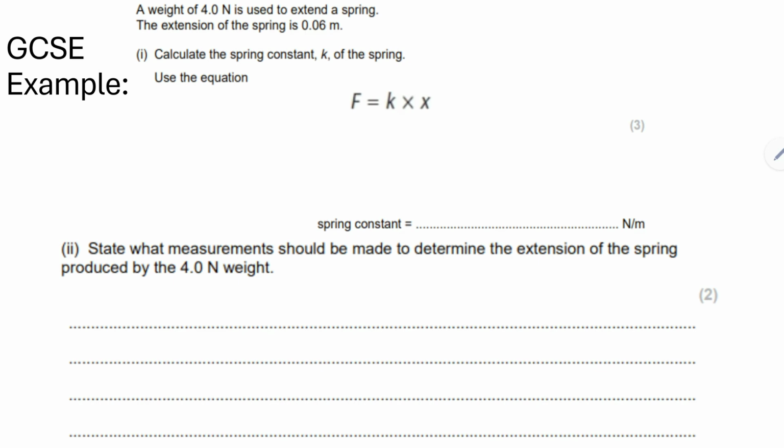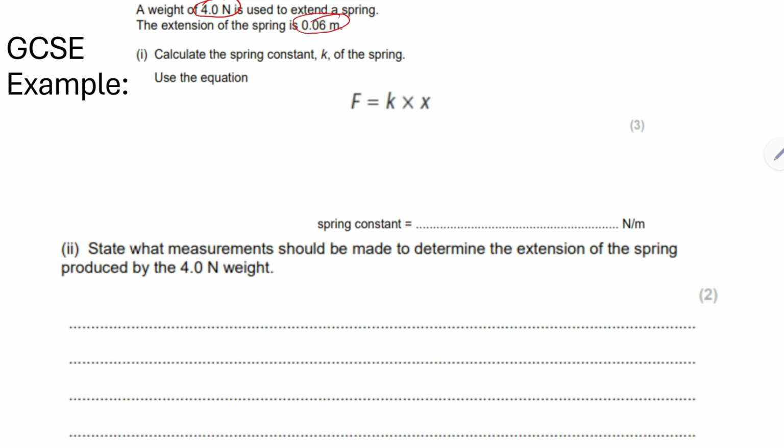So, now we're going to be going on to the GCSE example exam style question, where it states, calculate the spring constant k of the spring using the equation F equals k multiplied by x. So it says a weight of 4 newtons is used to extend the spring. The extension of the spring is 0.06 meters.